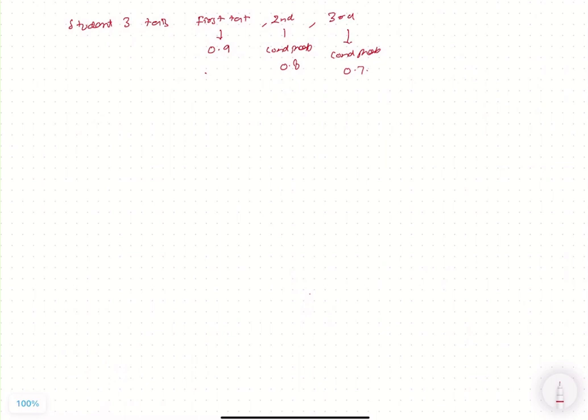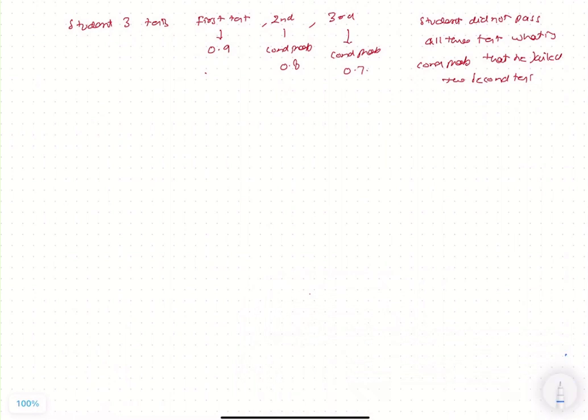If it turns out that the student did not pass all 3 tests, what is the conditional probability that he failed the second test?